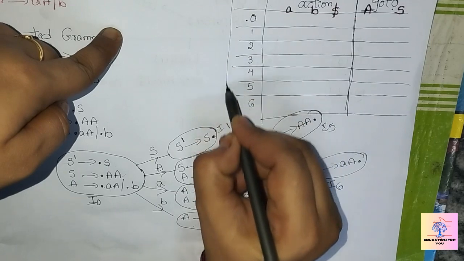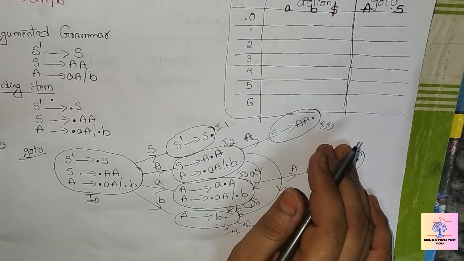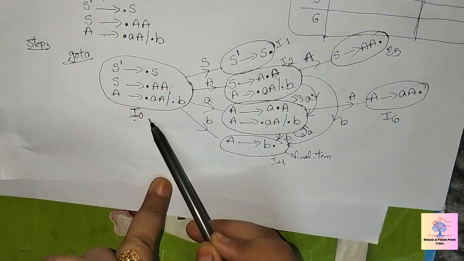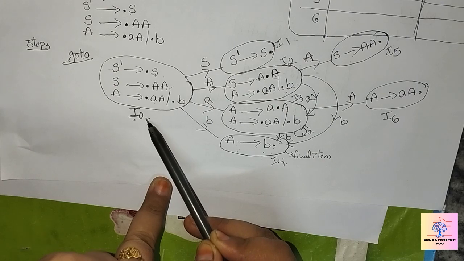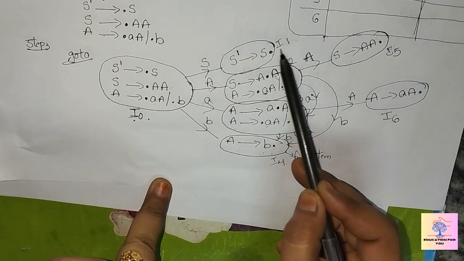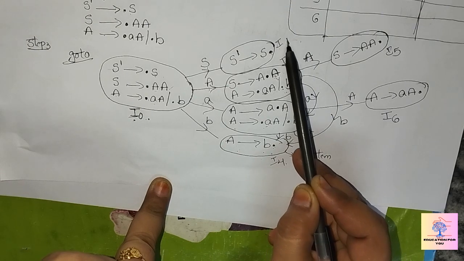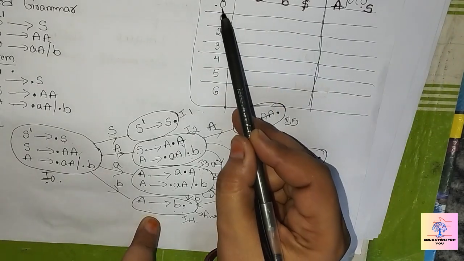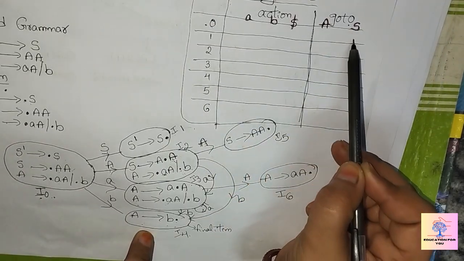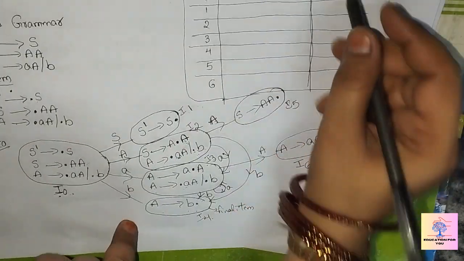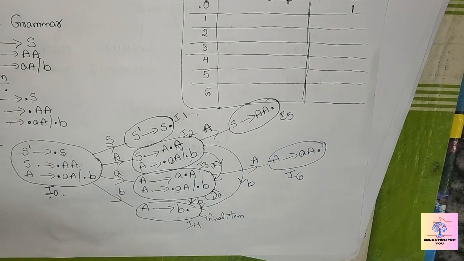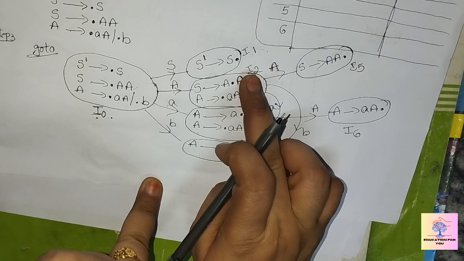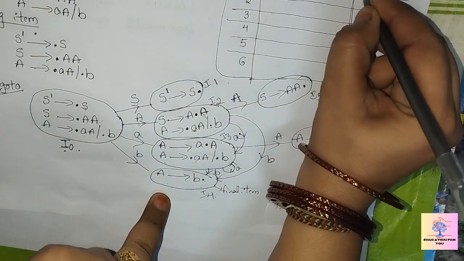Okay, we will fill it. So first, let us take from I0, what is the state you are getting for yes? I1. Okay, that is one state. From 0 to yes, what is the state you are getting here? 1. So mention here 1. And from 0 to A, what is the state you are getting? 0 to A is 2. So mention here 2.